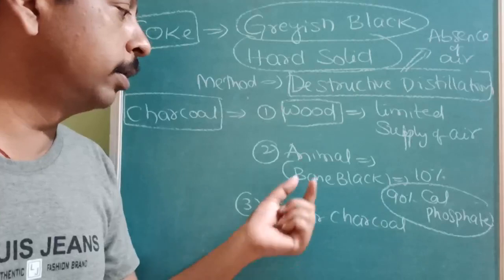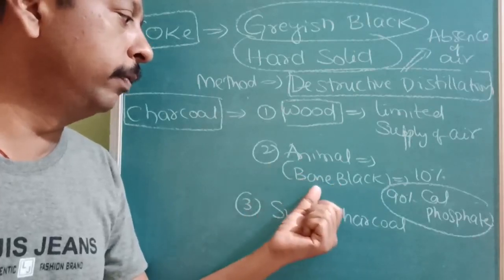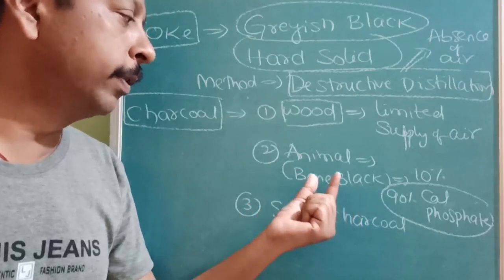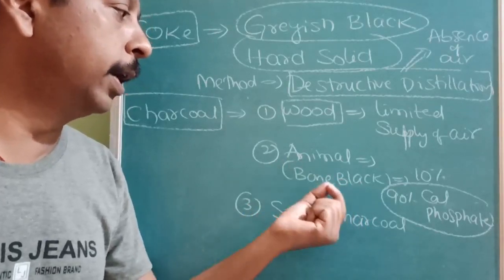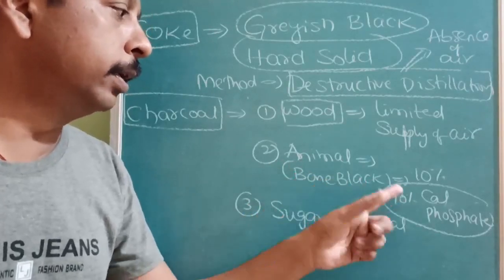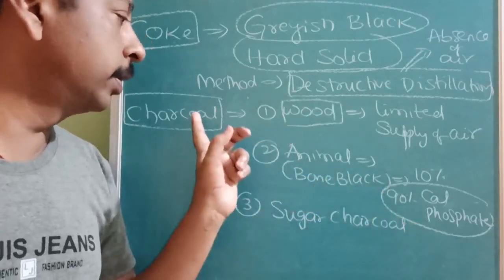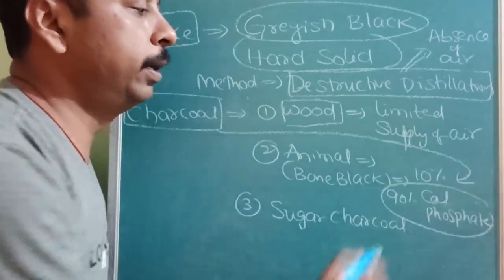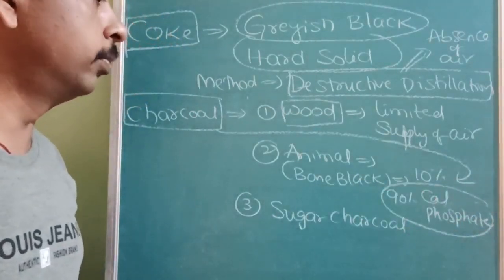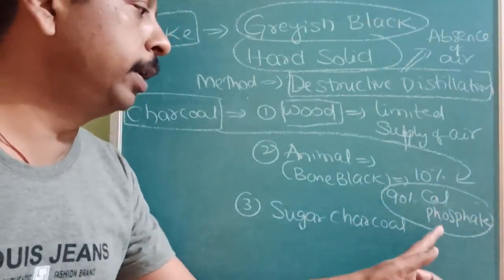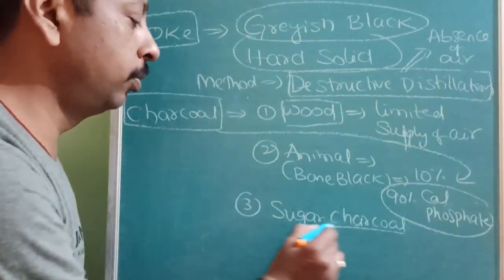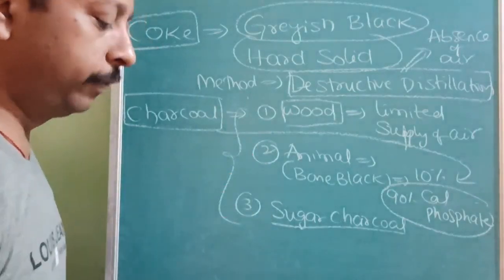Next, animal charcoal. The main part of animal charcoal is bone charcoal, also called bone black. When bones are heated in the absence of air, it gives you the charcoal. Only 10% of the powder obtained contains charcoal, but the remaining 90% is calcium phosphate. And sugar charcoal is the purest form among these.